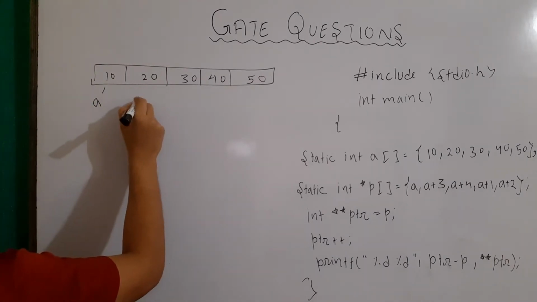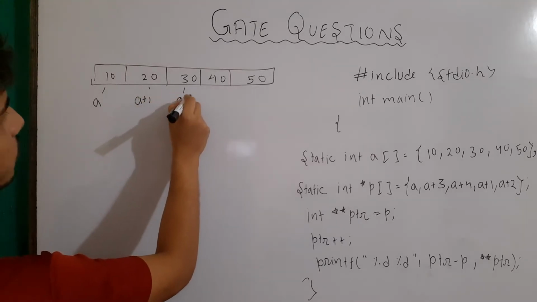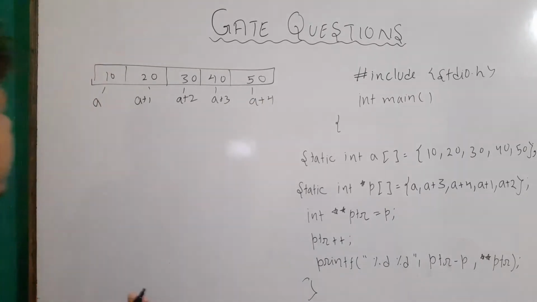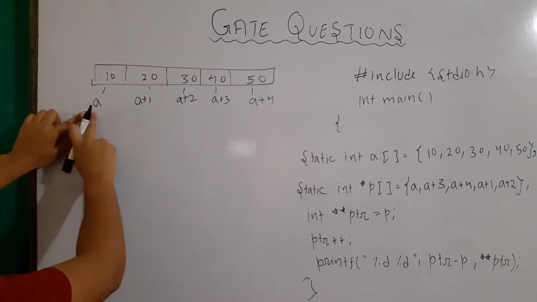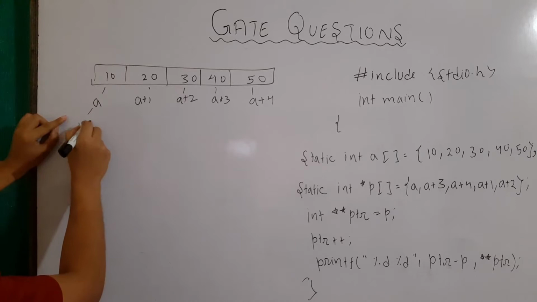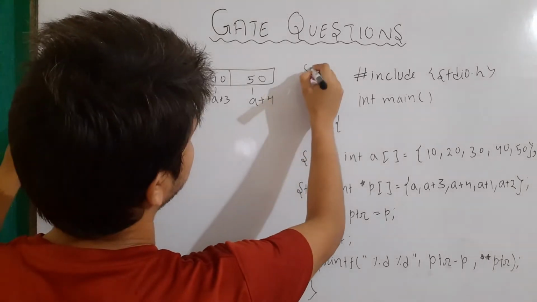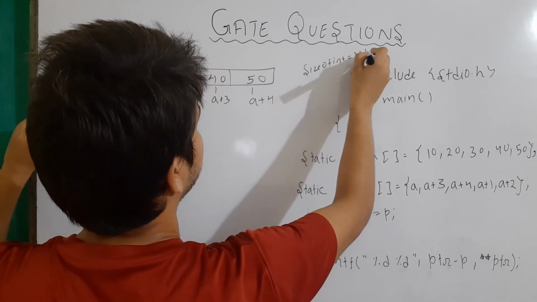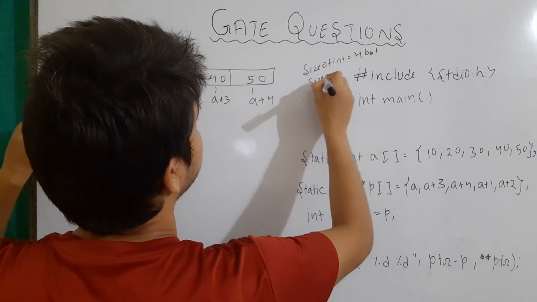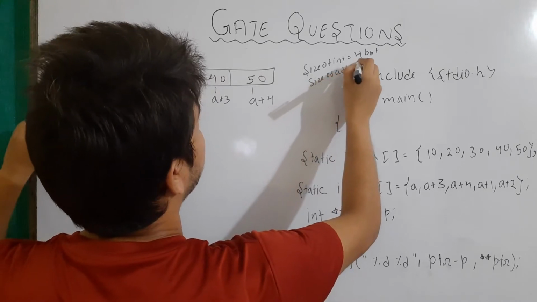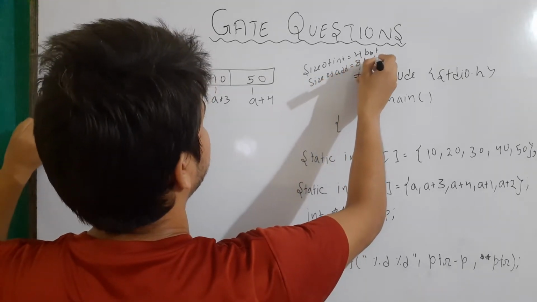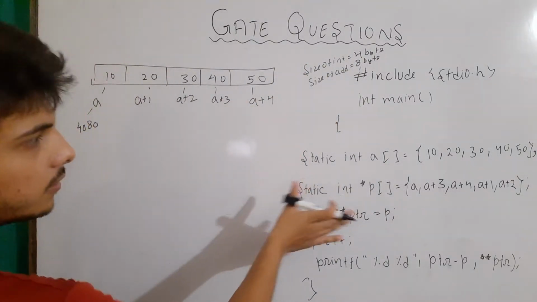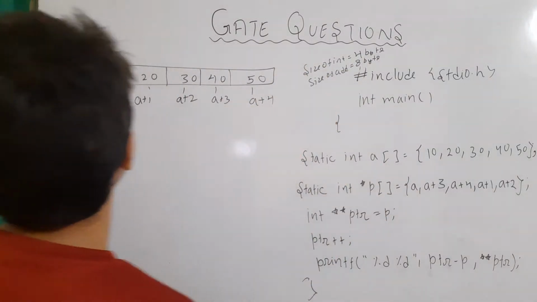And this address will be a plus 1, this will be a plus 2, this will be a plus 3, and this will be a plus 4. Now, let the base address be 4080, and the size of an integer, let's say, is 4 bytes, and the size of an address, let this be 8 bytes, right? I am considering this just for the explanation purpose, because this question is pretty complicated, right?